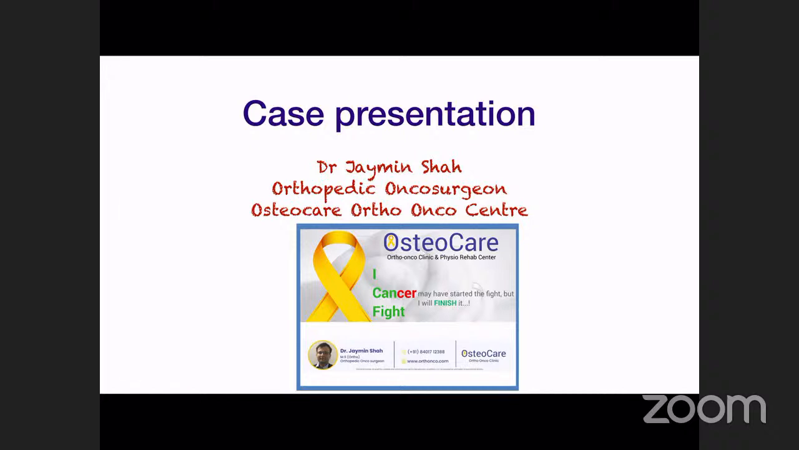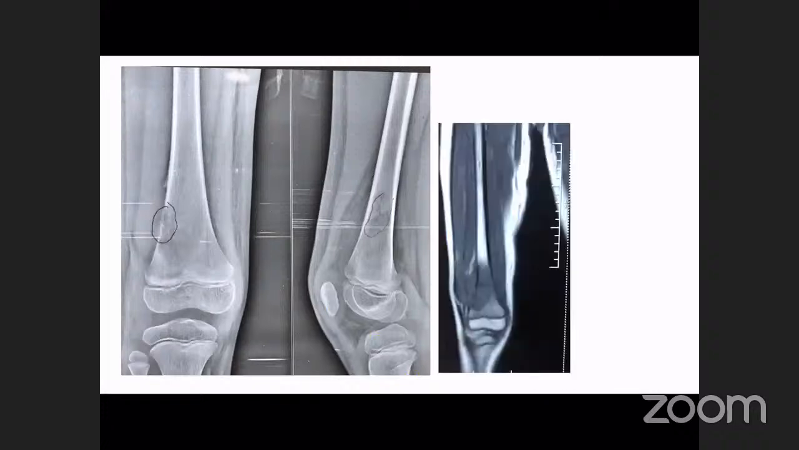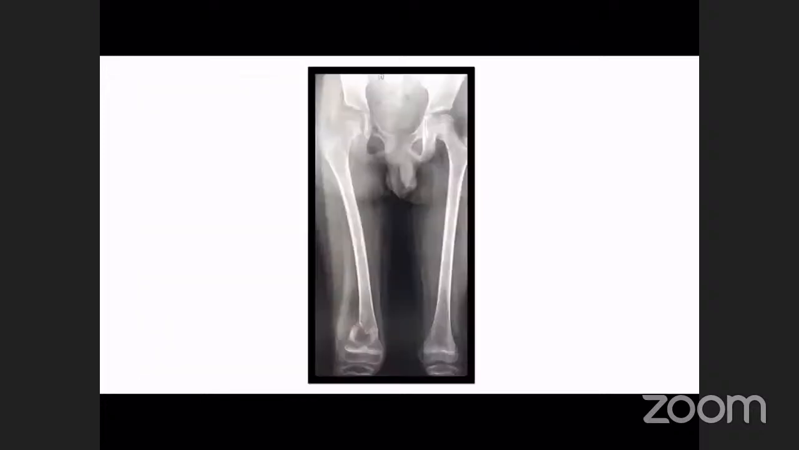So I'll be sharing a case again. This is an 8-year-old kid, and as you can see, there's a lesion in the distal femur, in the corresponding X-ray and MR images. We advised a biopsy, but unfortunately he came back to us having a pathological fracture. We then did a biopsy, which was suggestive of osteosarcoma. The metastatic workup was negative, so he was given the standard MAP protocol.